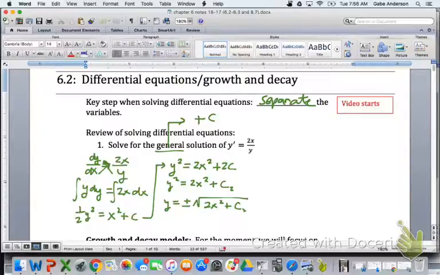I've got the general solution, y equals plus or minus that square root, solved for y, and I've got the general solution that would lead back to that differential equation. So we've done that before. We're going to choose to focus today on how we work with exponential growth and decay with these.